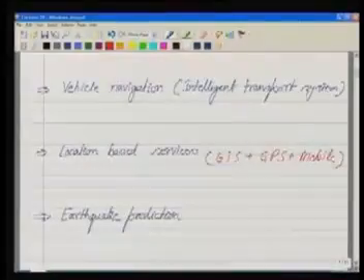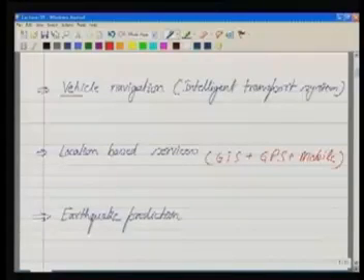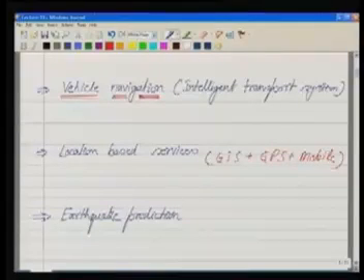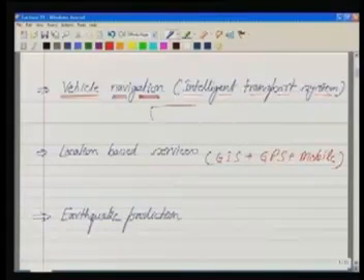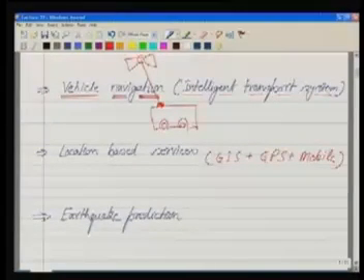Then one second application which is very interesting is the vehicle navigation or intelligent transport system. Now what is there in intelligent transport system? Basically, on a vehicle the GPS is fitted somewhere. Now this GPS is communicating with the satellites. Now with this we are able to know where that particular vehicle is.